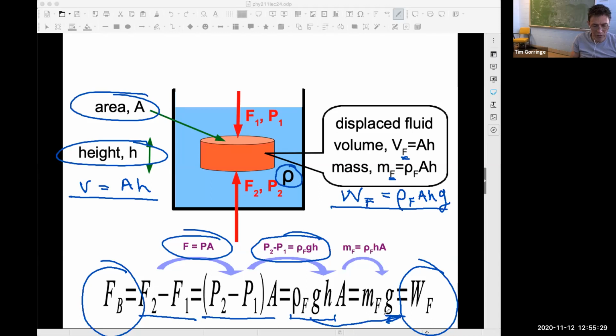On one hand, it's a physics derivation. On the other hand, I think it's a kind of a nice little story of our understanding of buoyancy and Archimedes' principle. Okay.